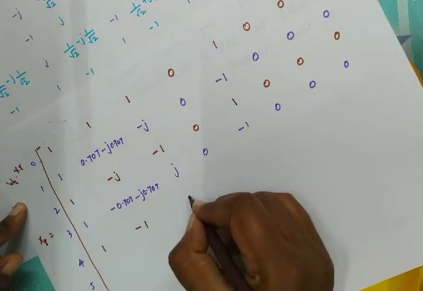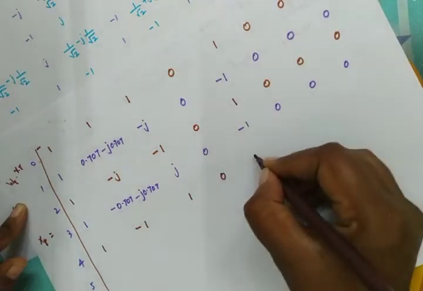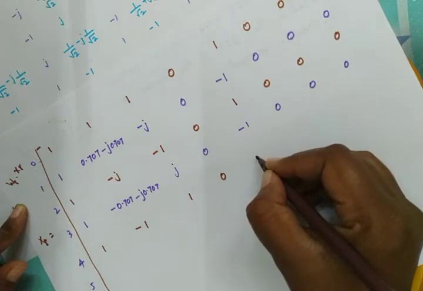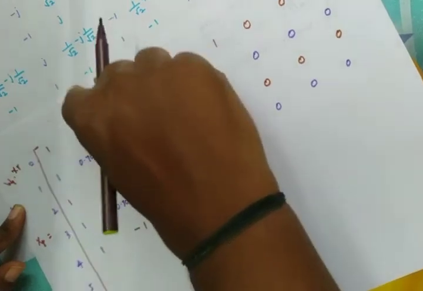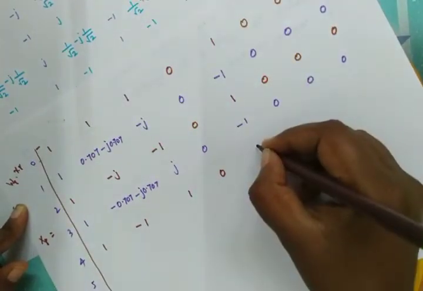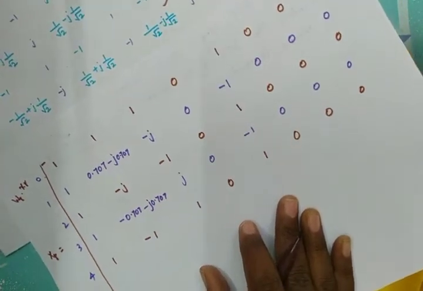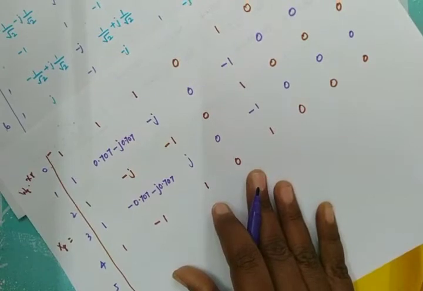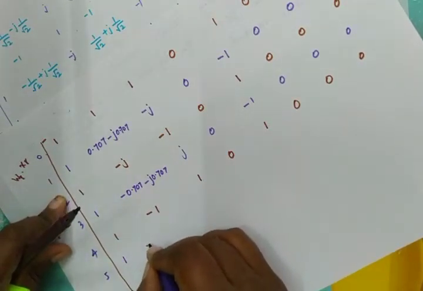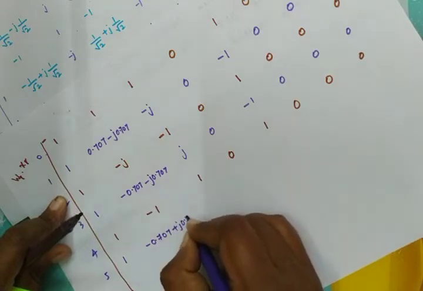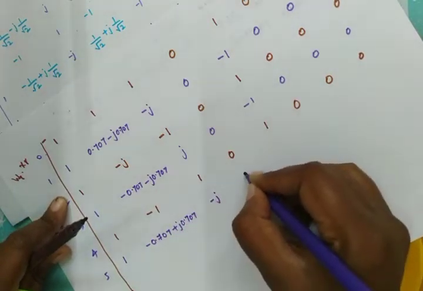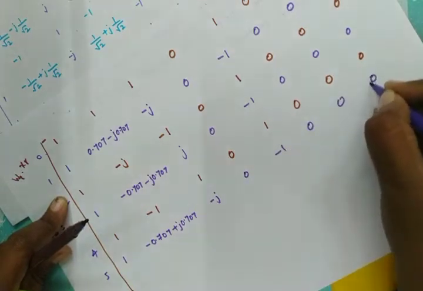So fourth one is 1 minus 1, and here we have 1. This is 0. Then 1 minus 1, 1, 0. Then fifth one is 1 into 1, 1. Then the rest will be 0. Then the sixth one. Let us move on to the fifth. One minus 0.707 plus j 0.707 minus j, and here it is 0 minus 1. Then the remaining will be 0.